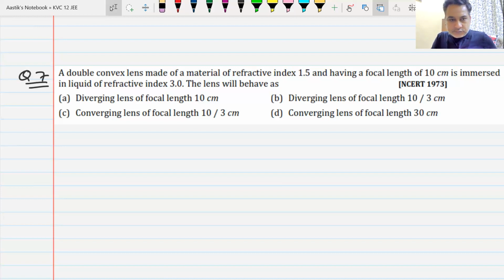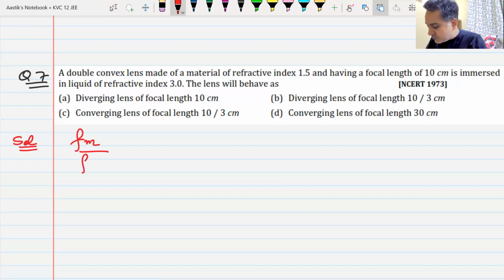Sir, option A. Option A, at last. Someone got the answer. Okay. I'll give you 1 more minute. So how are we supposed to do this? The formula we all know: focal length in the medium divided by focal length in air is nothing but the refractive index of the lens with respect to air minus 1, divided by the refractive index of the lens with respect to the medium minus 1.